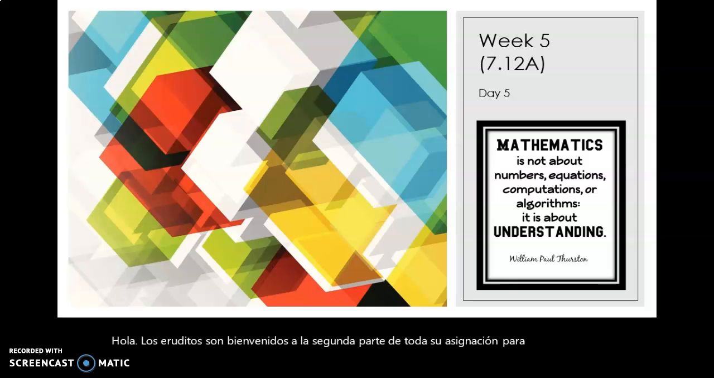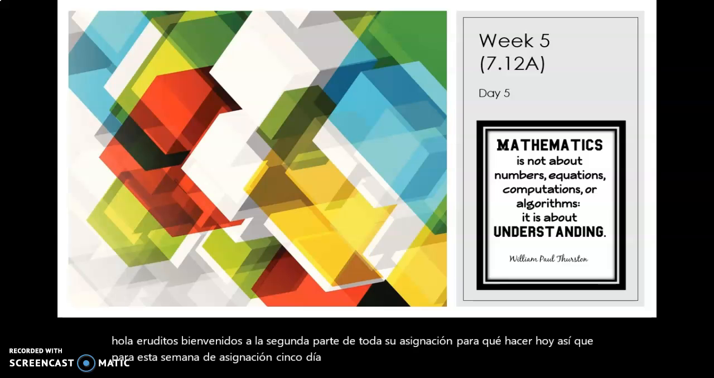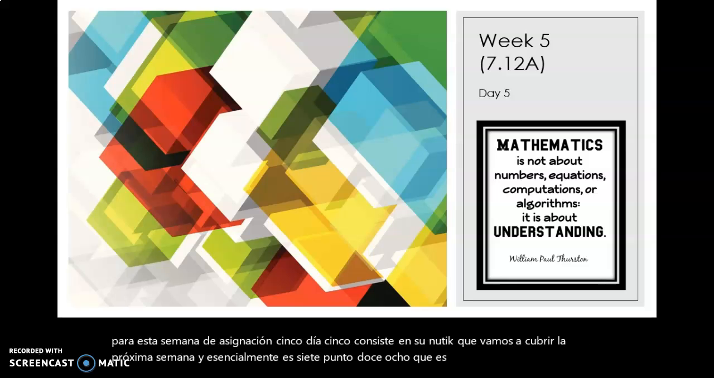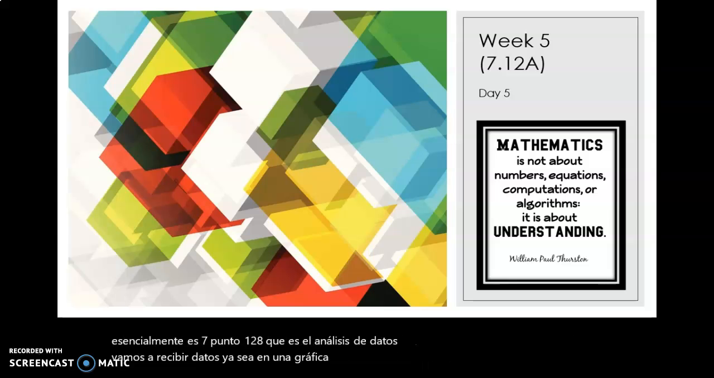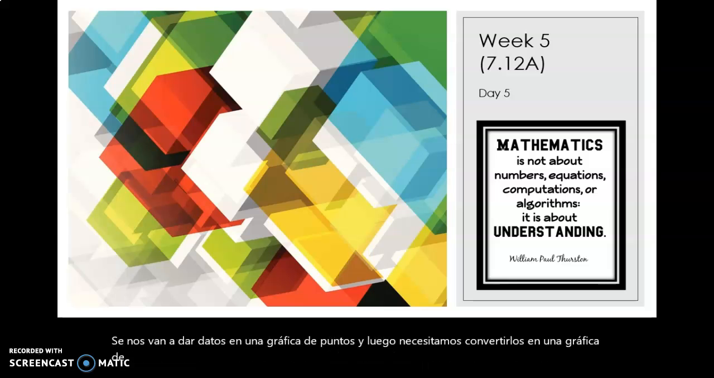For this assignment, week 5, day 5, consists of your new TEK that we will be covering next week. Essentially, it is 7.12a, which is analysis of data. We're going to be given data either in a dot plot and then need to convert it to a box plot, or a box plot converted back.